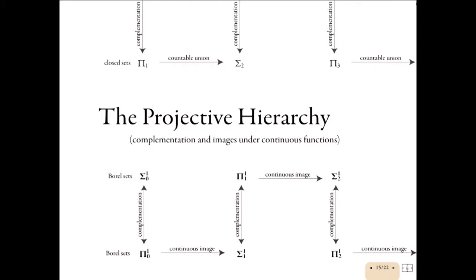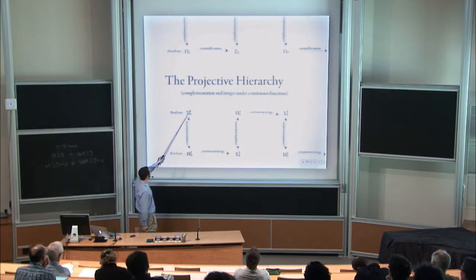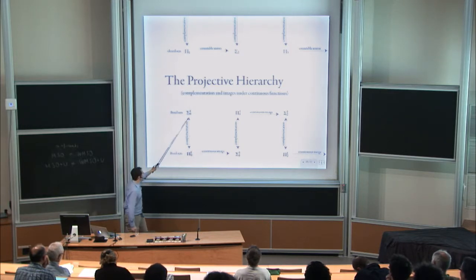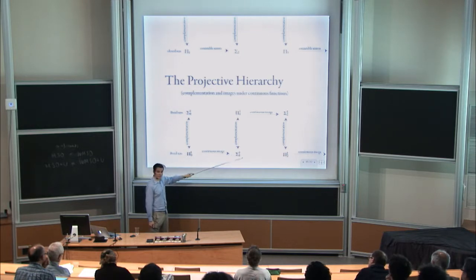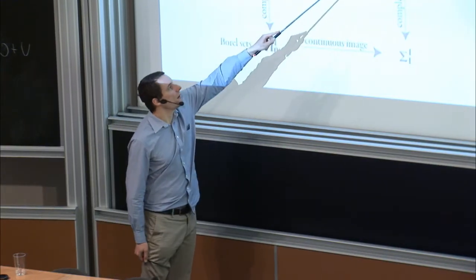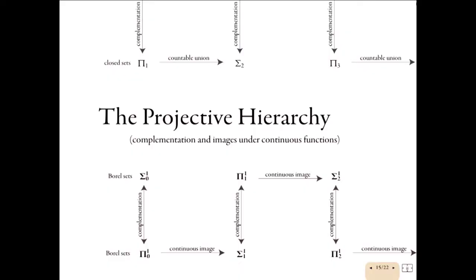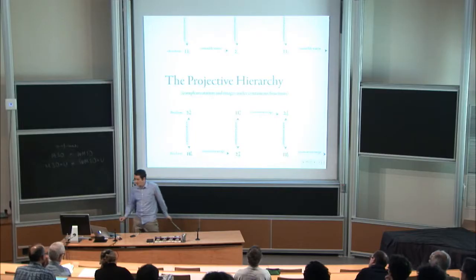The level zero is called boldface, because you can see this is boldface. Here it's not clear, but it's supposed to be boldface. So the zero level is the Borel sets, and then you take a continuous image, you get the first level, so this is continuous images of Borel sets. Then you have the complementation of those, and then you take the continuous image, and this is the second level, and so on. Okay, so this is the projective hierarchy.